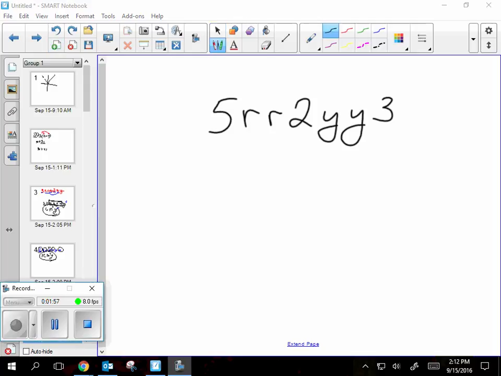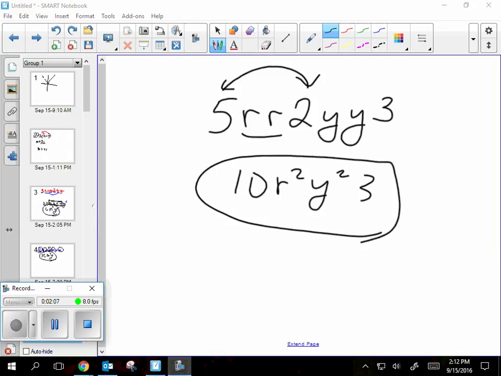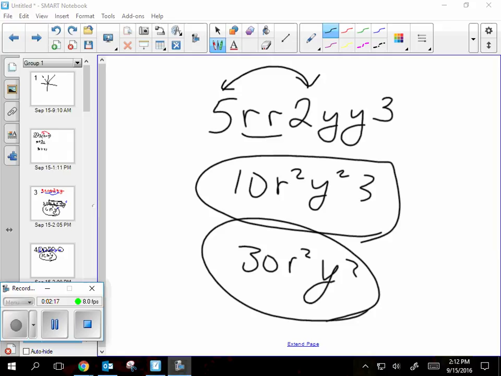Okay, so this one, pretty much everybody had it right again. 5 times 2 is 10. R makes r squared. Y makes y squared. And the 3, wait a minute, can I write it like that? No, what's got to go together still? 10 and 3. And 10 and 3 makes what? 30. 30 r squared y squared.